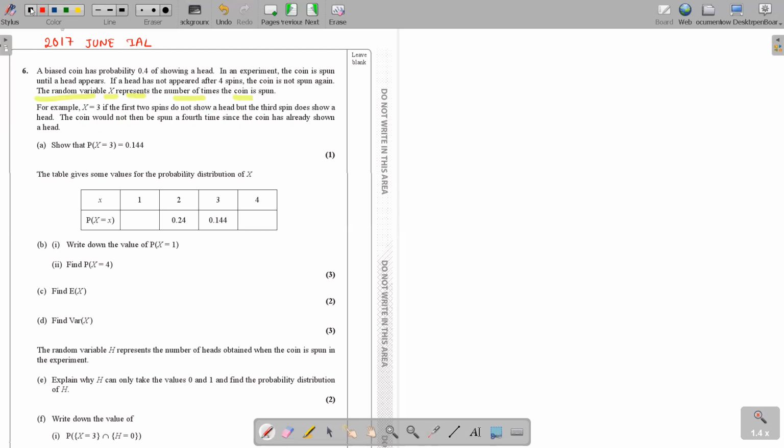So let's do this. How do you show the probability X equal 3? How do you get X equal 3? You first get tails, tails, and head. What's the probability of a tail? 0.6, and head is 0.4. So 0.6 times 0.6 times 0.4. Multiply it out. 0.144. Exactly, show that, right? Yes.